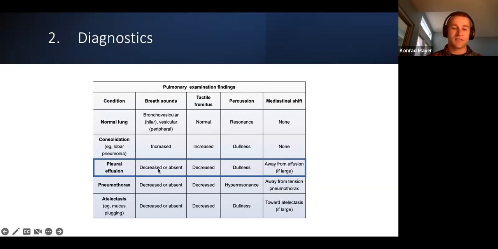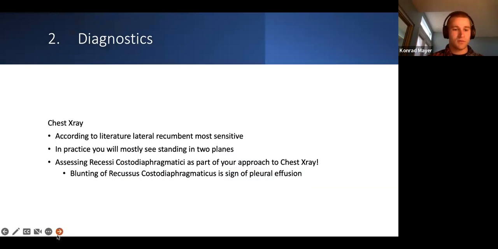But I put this table in here so that when you go back and look at the slides that I'll send you later, you can review how a pleural effusion appears on these pulmonary examination findings in comparison to other lung pathologies. Okay, so we're going to get to the meniscal sign and the lateral rising of the pleural effusion in just a second.